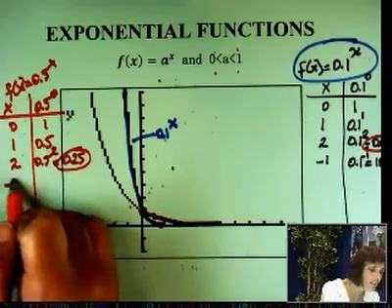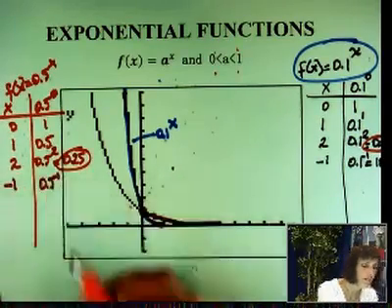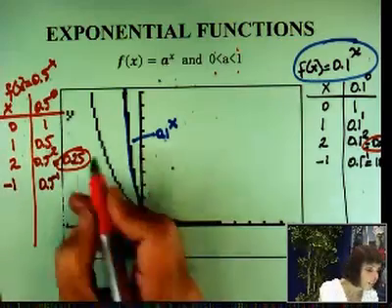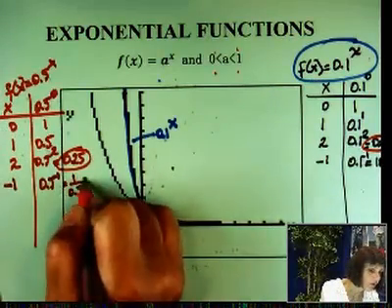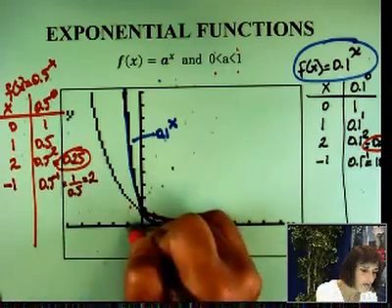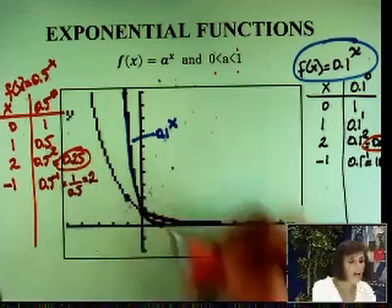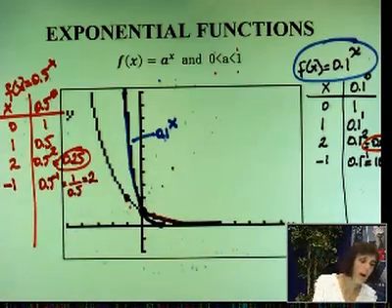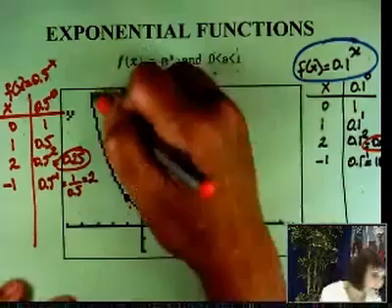What will happen on the negative side, -1? It's going to be 0.5 to the -1, which is, what does that mean? 1 over 0.5. What is 1 over 0.5? That's 2. At -1, it's going to be 2. So it is going to go up, but it's not going to go up as fast as the blue one.